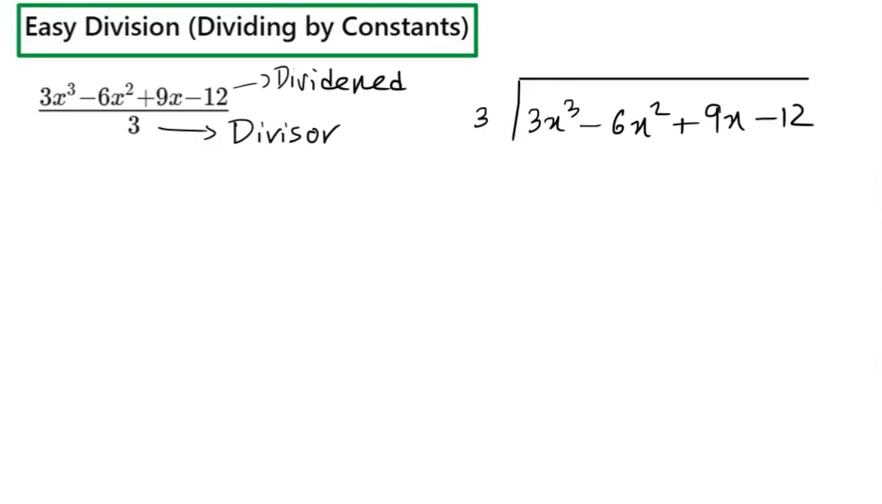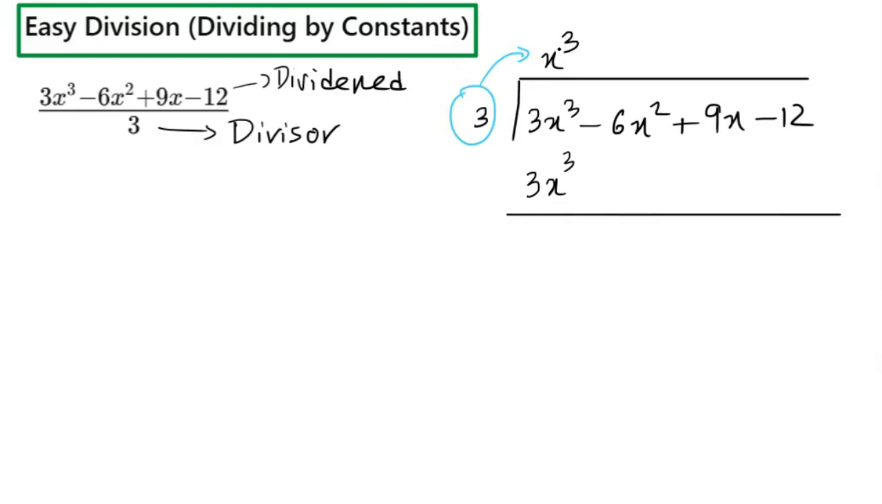You need to match this first expression. So it means that you need a 3x cubed over here. How do you get it? What expression do you multiply with 3? If you multiply 3 with x cubed, you will get 3x cubed. So that's the first step, okay?